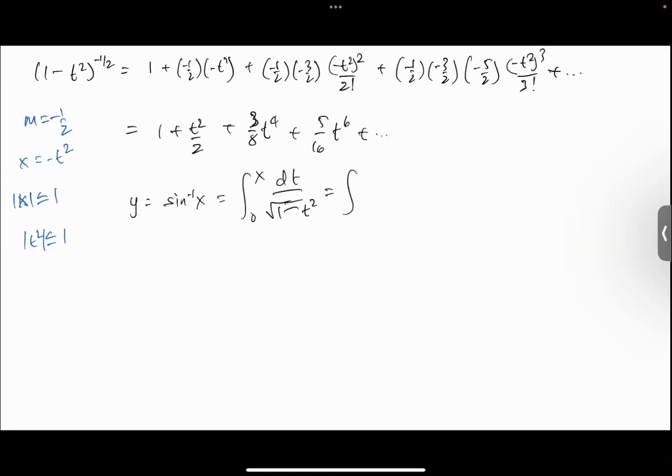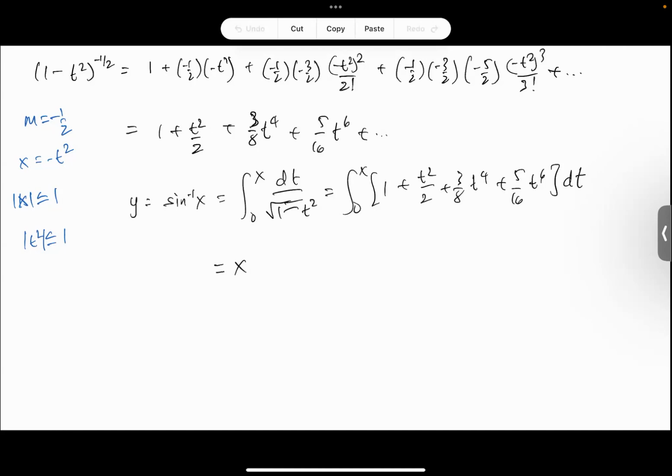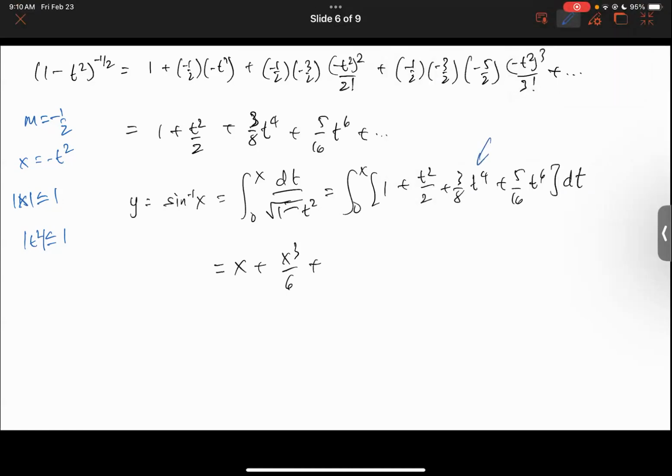So we can integrate with respect to t the series 1 plus t squared over 2 plus 3/8 t to the fourth plus 5 over 16 t to the 6 dt. And that's straightforward to integrate, diba? So ang first term is dt evaluated from 0 to x, so that's just x. The second term, anong integral niyan? T cubed over 3, and then evaluated from 0 to x, so that gives us x cubed over 6, right? The third term is t to the fifth over 5, right?